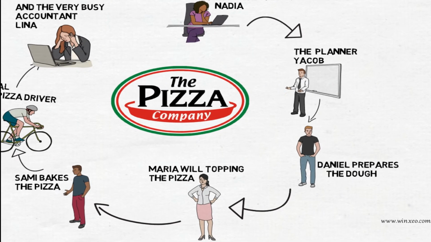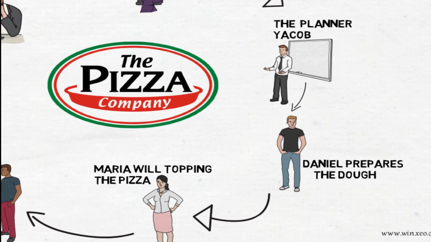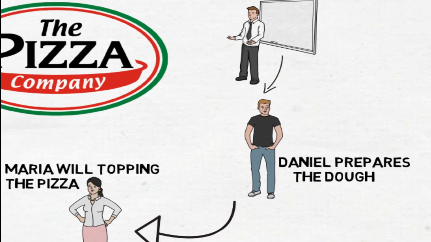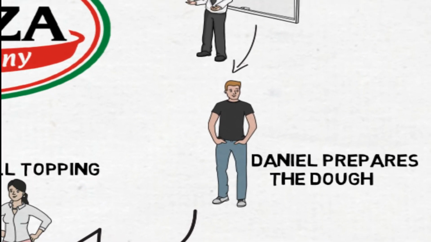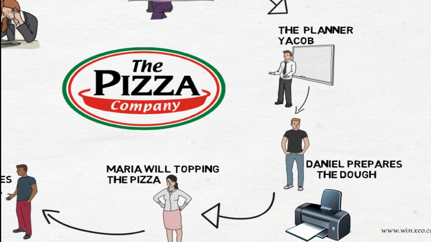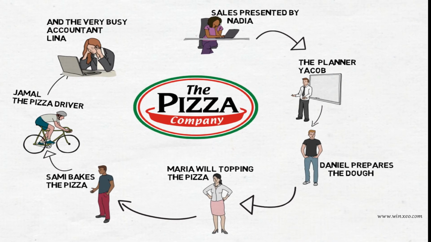The next individual involved in this flow is Daniel, in the dough preparation area. Whenever he's finished with some prior work, he will go to the tray of the printer and pick up the next production order for the pizza that needs to be produced. First, he will pick 1 kilogram of flour from the stock.